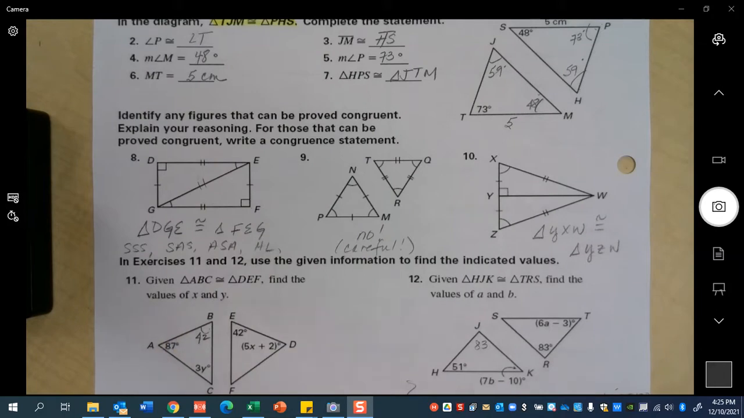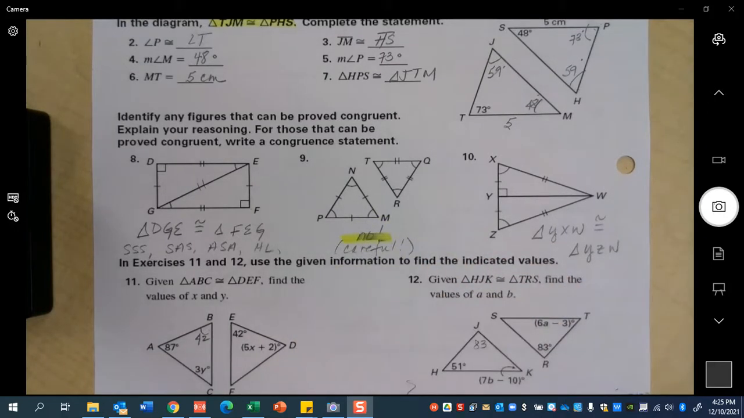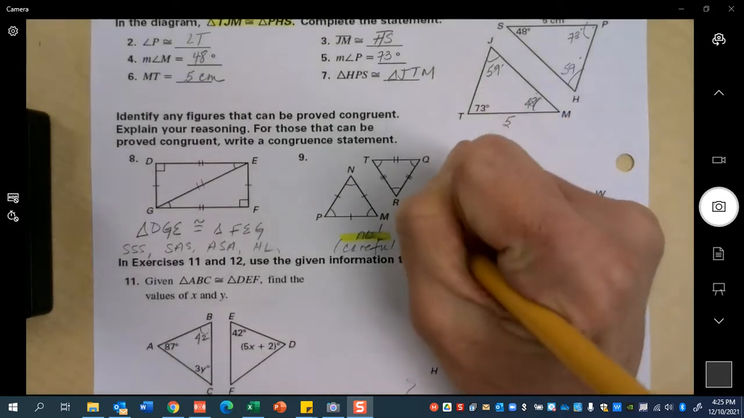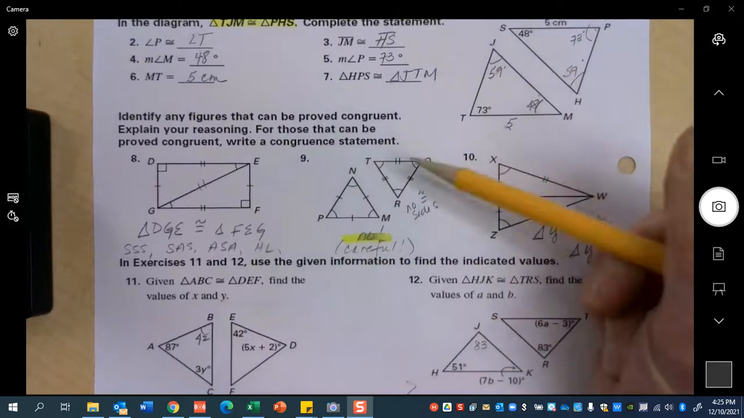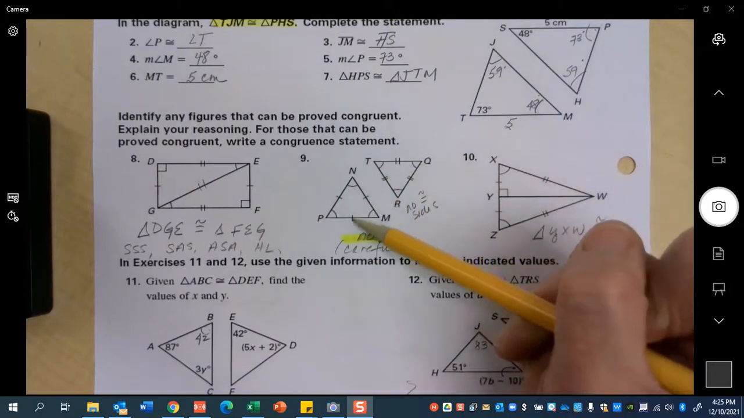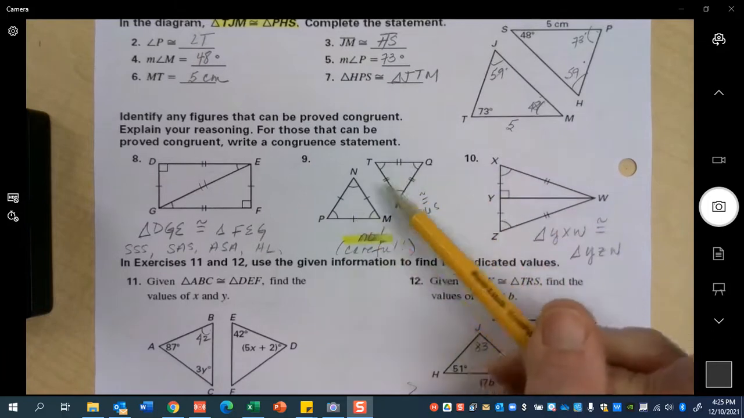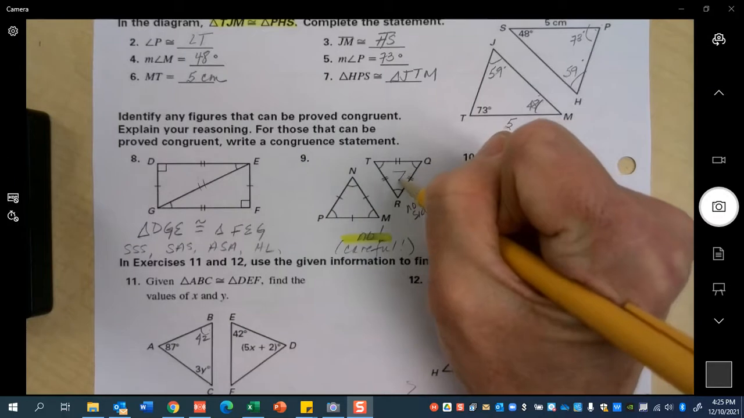Hey, be super careful on this one. These triangles are not congruent. True story, they're both equilateral, but there are no congruent sides across the triangles. These are all congruent, and these are all congruent, but there's nothing to say these two triangles are the same size. This triangle could be itty bitty.